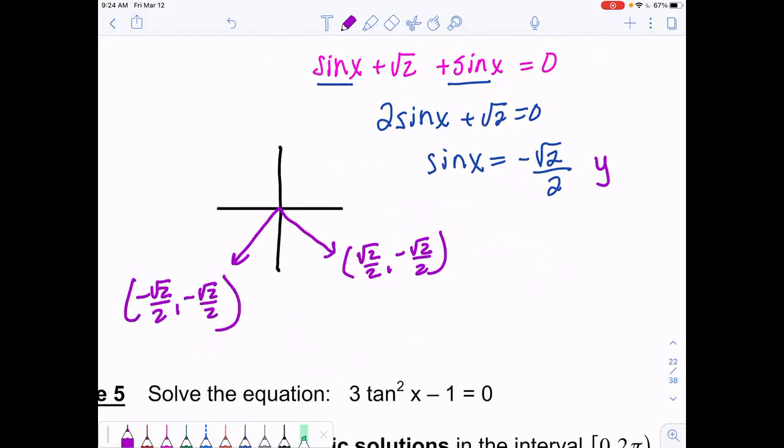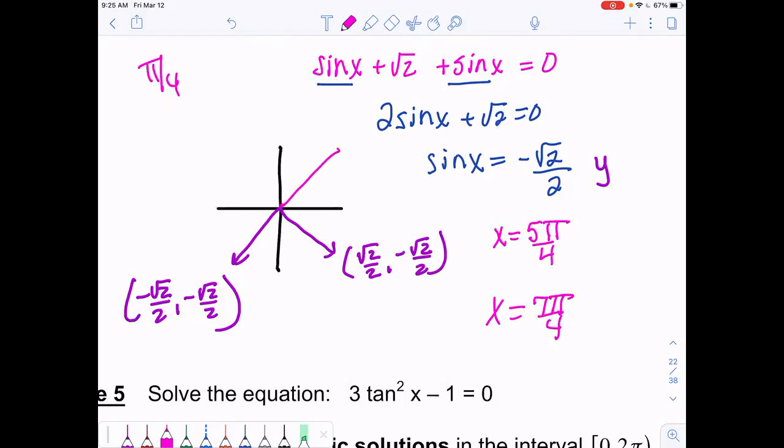So angles that have the ordered pair root 2 over 2, root 2 over 2. Kaden, what family of angles are we dealing with here? Pi over 4. Yeah, so we're thinking pi over 4. So Kaden, in the 3rd quadrant, it would be pi over 4. And in the 4th quadrant, it would be, nice job.